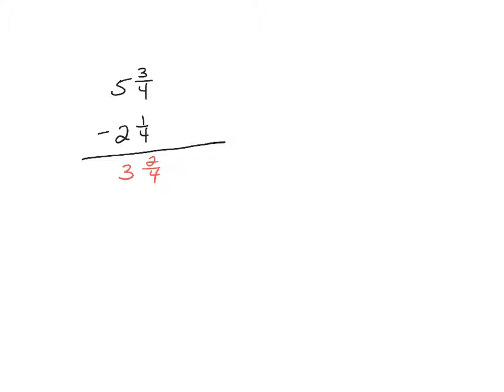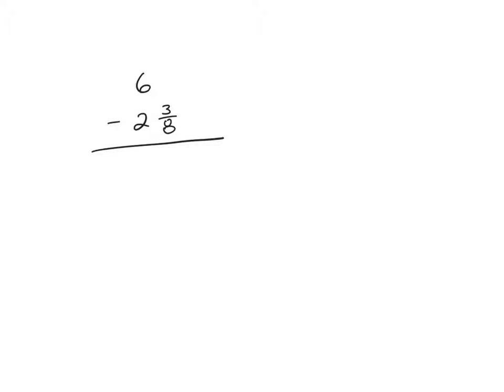But once again, that fraction 2/4 can be simplified. I can divide both the 2 and the 4 by 2. So I get an answer of 1/2. 2/4 is exactly the same thing as 1/2, but 1/2 is in lowest terms. So the final answer to this is 3 1/2.